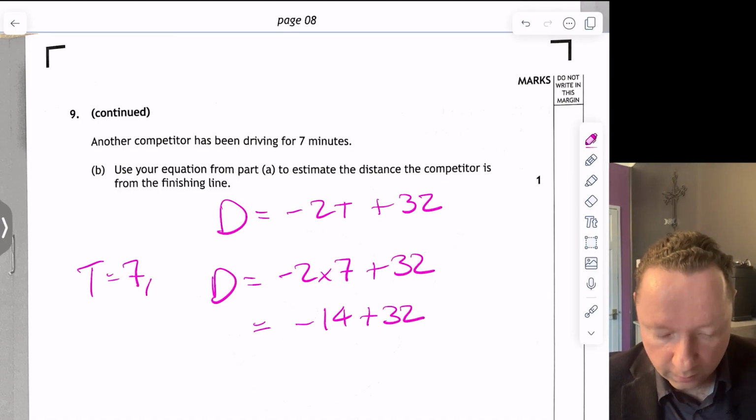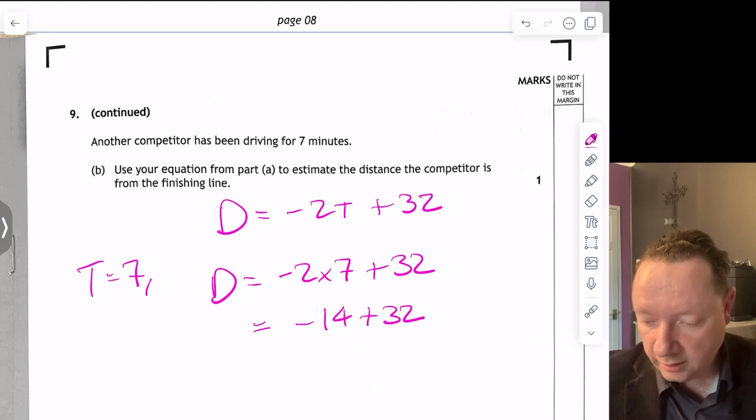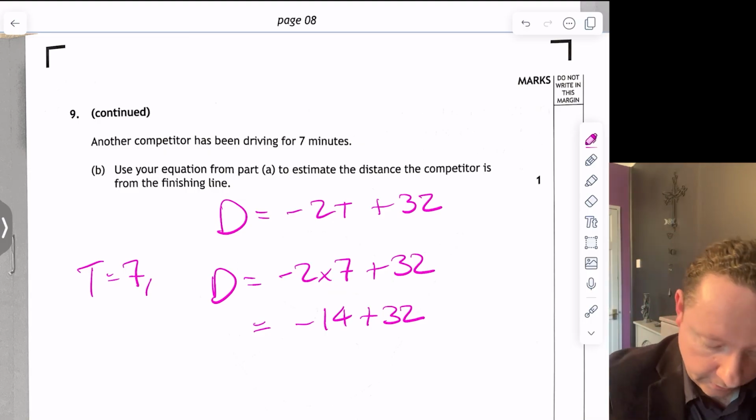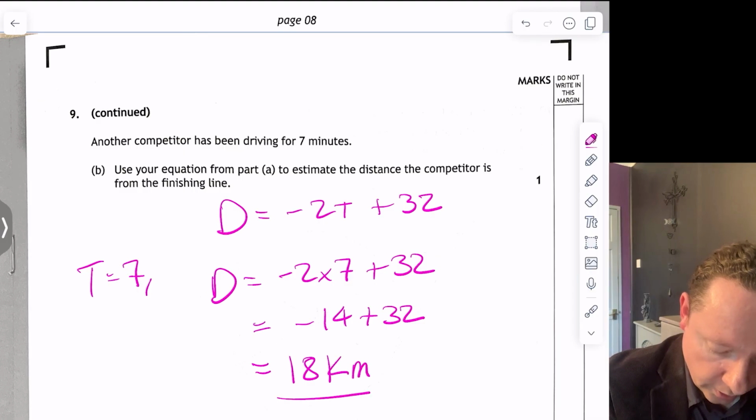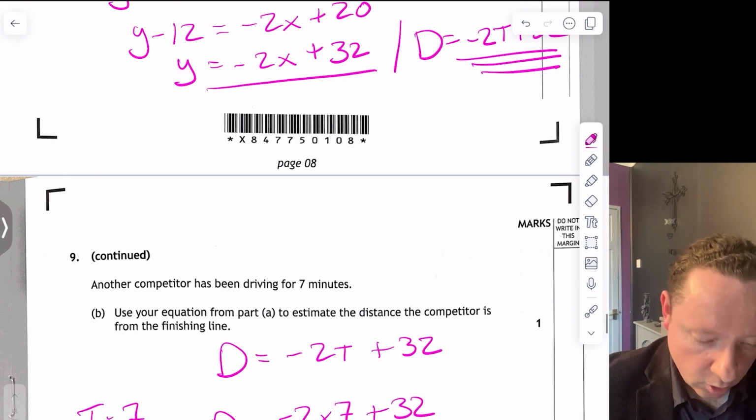So I need to do 32 minus 14. So 24, 25, 26, 28, 29, 30, 31, 32, 18. 18 kilometres. Get your units in there. That is kilometres, isn't it?